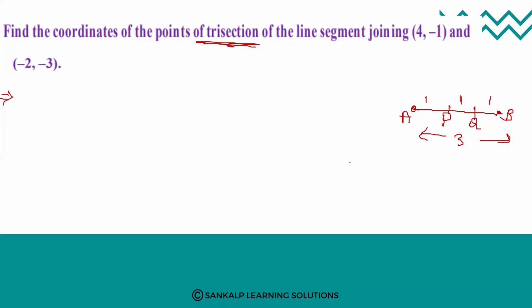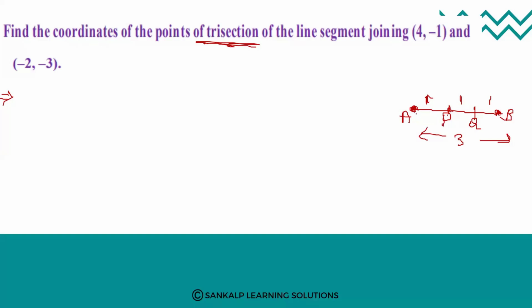Now, P and Q are the trisection points here. P divides the line AB internally in the ratio 1:2. Observe carefully. From A to B you have a total of 3. From A to P you have 1, and from P to B you have 2, forgetting Q, since 1 plus 1 is 2. A to P it is 1, P to B it is 2, right?